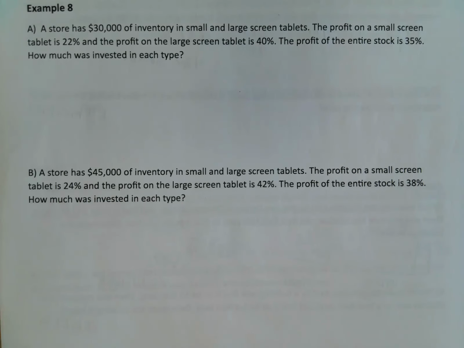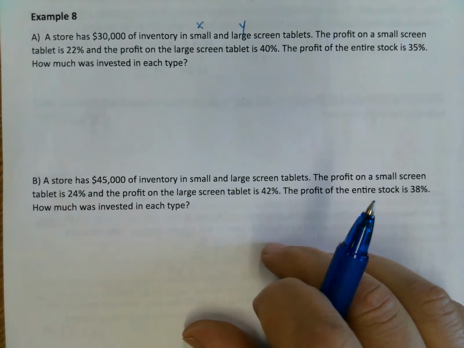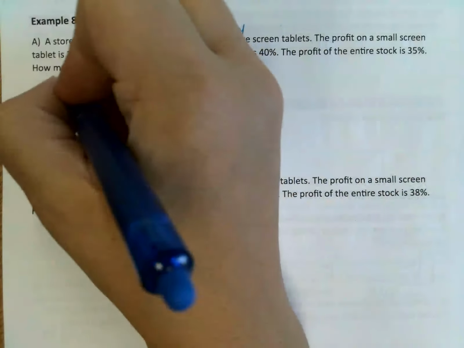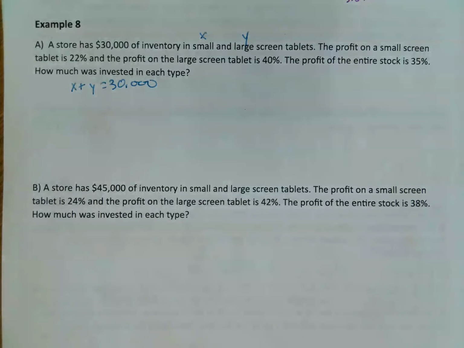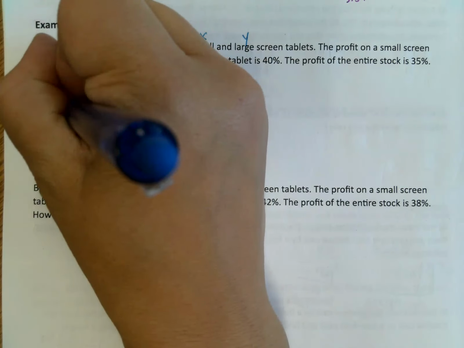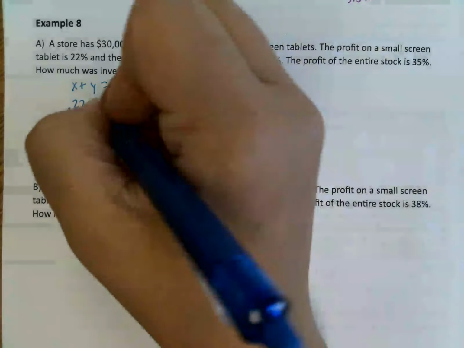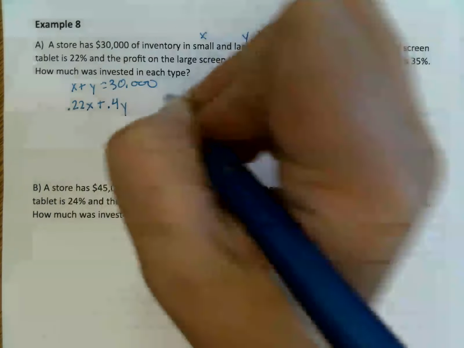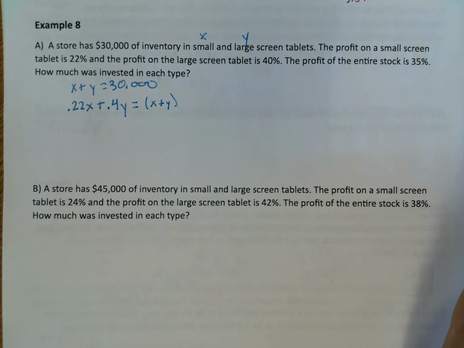Okay, now this one's very similar, but it has a little bit of a trickiness. So you have $30,000 of inventory of small. I'm going to label that one X, and large, I'm going to label that one Y. The profit, so $30,000 for the total. So X plus Y equals $30,000. The second one says the profit for a small screen, so that's my X, it's 22%, so 0.22X. And the profit of my large screen is 40, so 0.40Y. And that's going to be equal to my total profit, so X plus Y at 35%.